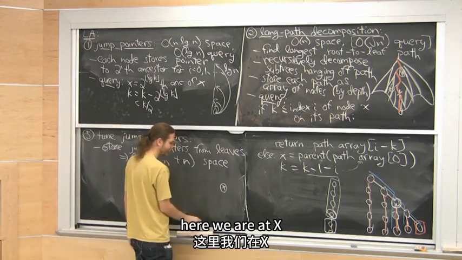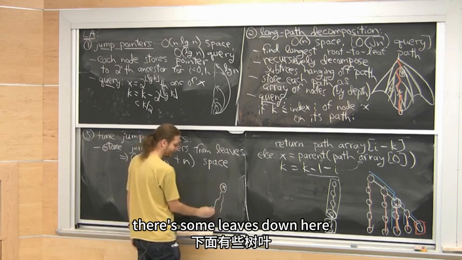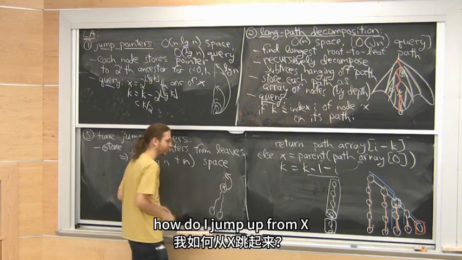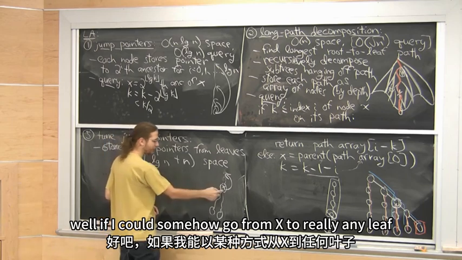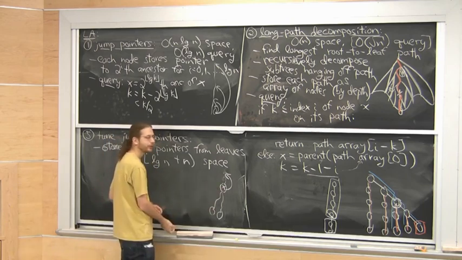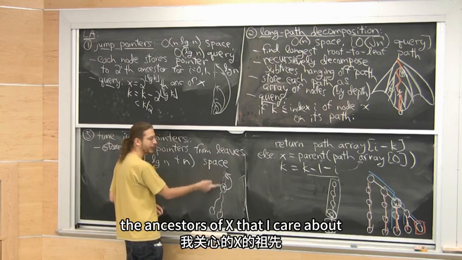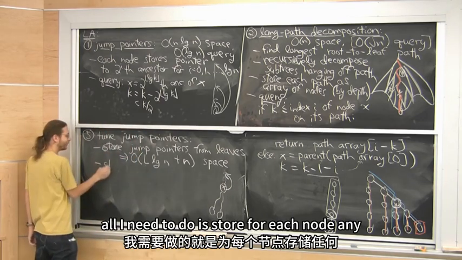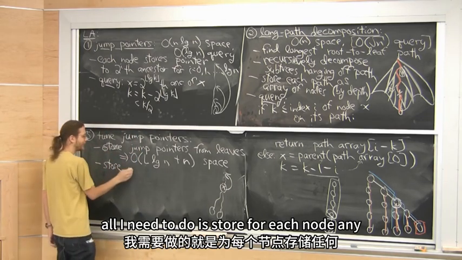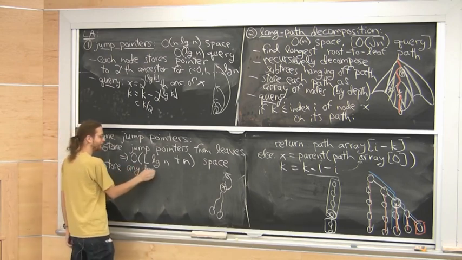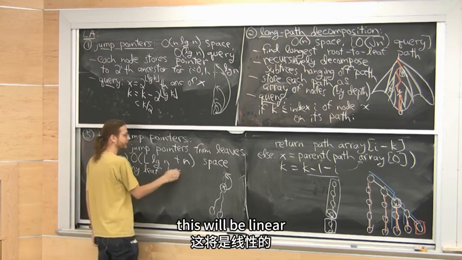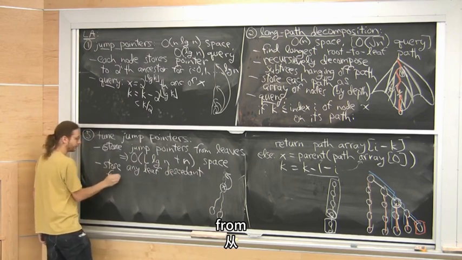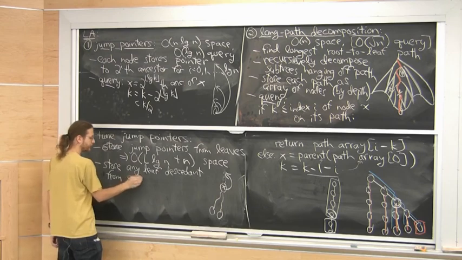Here we are at x. There's some leaves down here. And we want to jump up from x. How do I jump up from x? Well, if I could somehow go from x to really any leaf, the ancestors of x that I care about are also ancestors of any leaf descendant of x. So all I need to do is store for each node any leaf descendant. A single pointer. This will be linear. From every node.